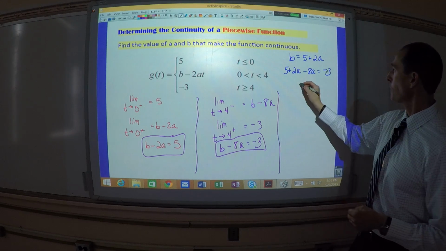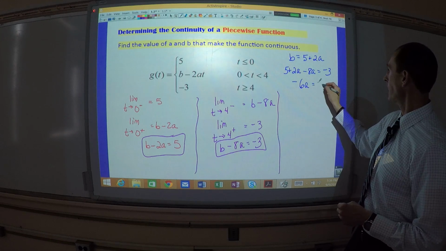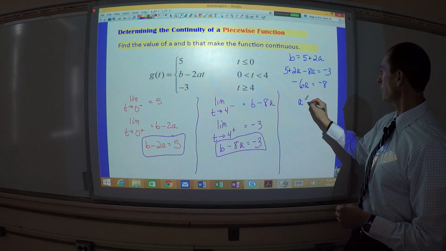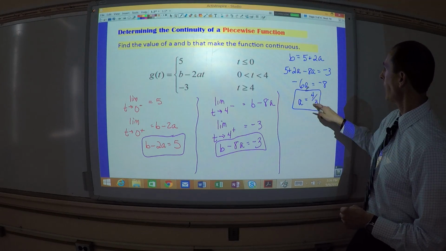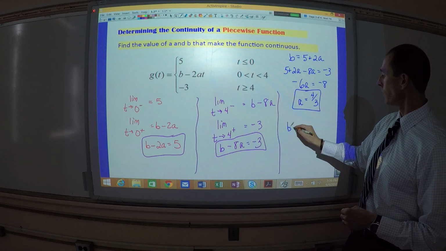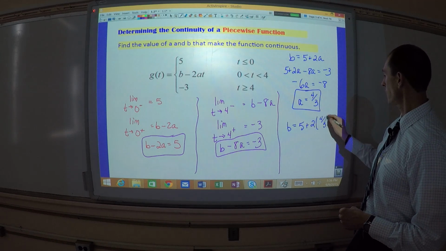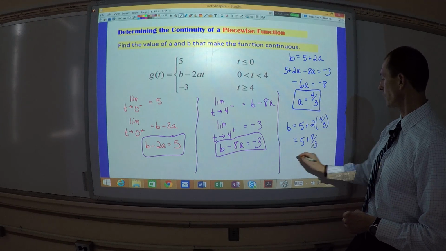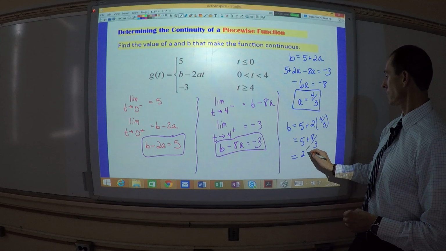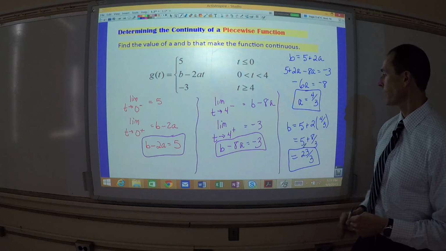So I got to play around here a little bit, simplify, and I get -8. So a is equal to 4/3. And now that I have that, I can go find b. b must equal, let's say, 5 plus 2 times 4/3. And that would be 5 plus 8/3, or 23 over 3. So it's a little bit ugly.